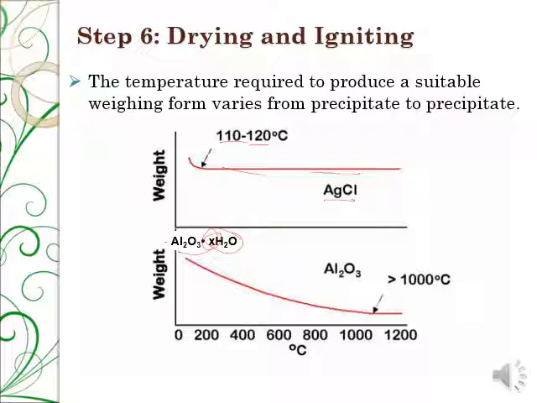So in this case, aluminium trioxide is dried or ignited to a temperature of more than 1000, then we get a stable mass for aluminium trioxide.